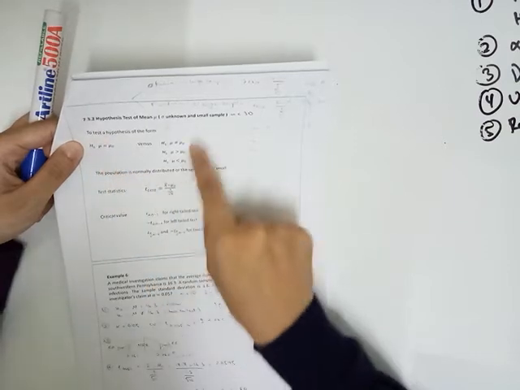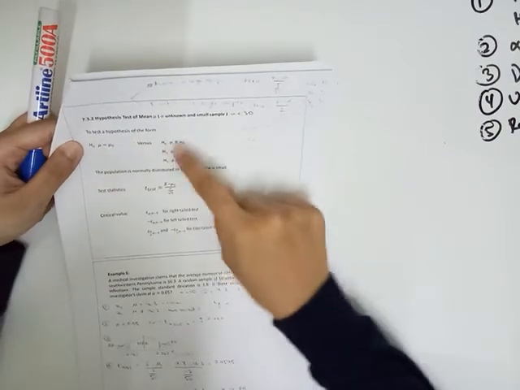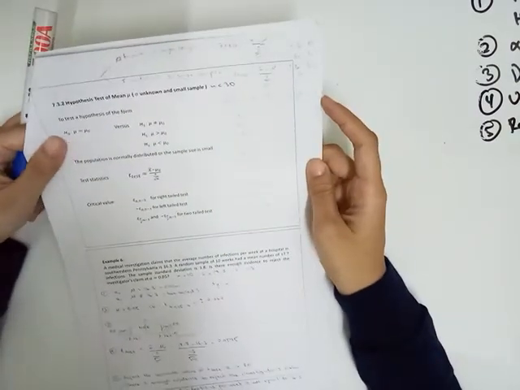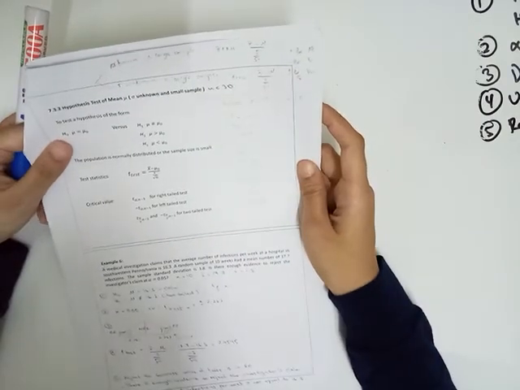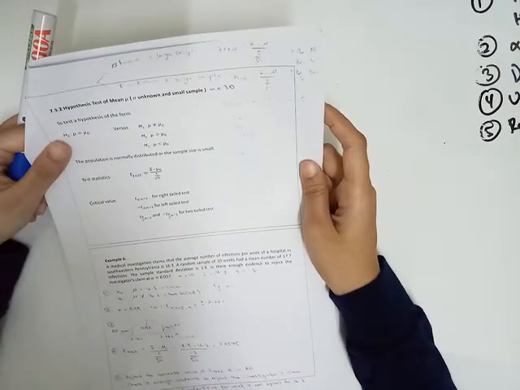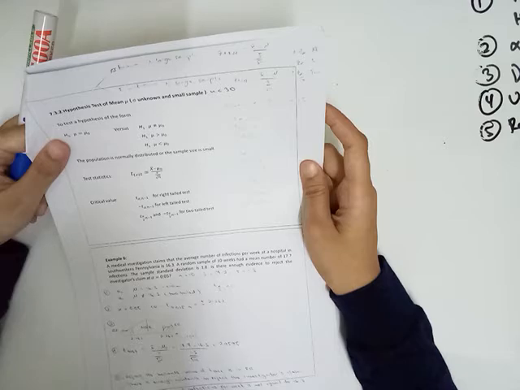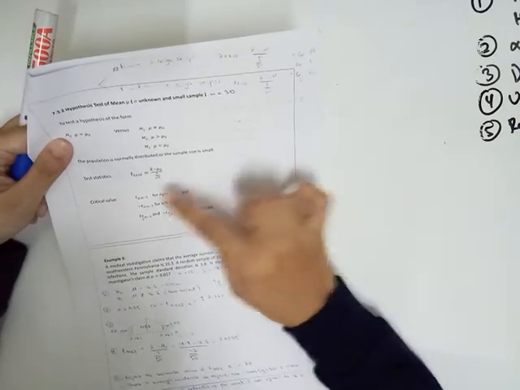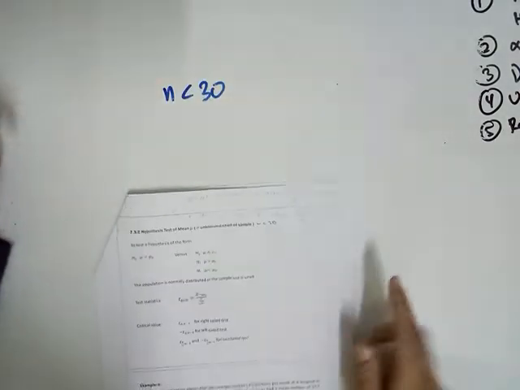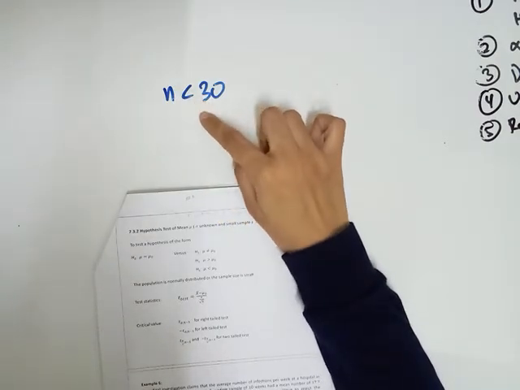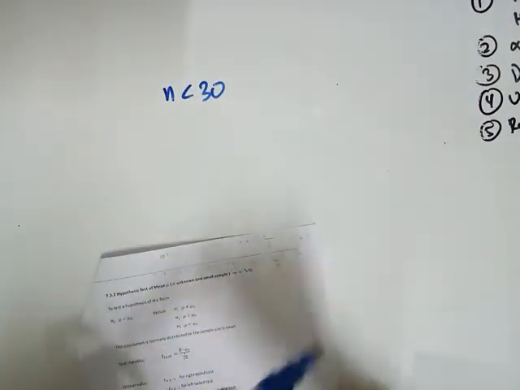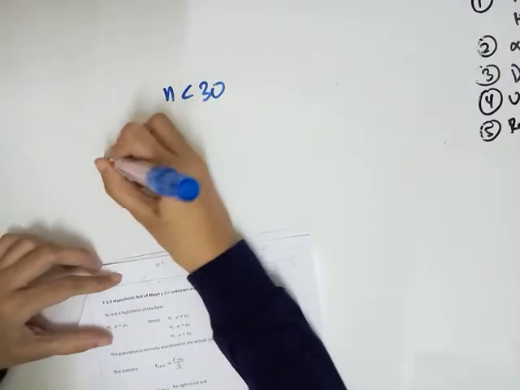This is the same as before. H0 versus H1, and then the population is normally distributed or the sample size is small. And then we need to use the t-test formula. Why? Because it is small sample size. When it is small sample size, we need to use the t-test formula.